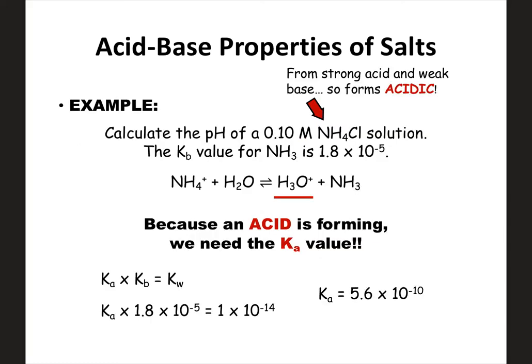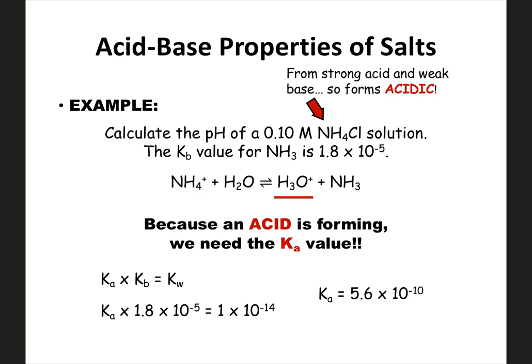Let's look at this first example. It says calculate the pH of a 0.10 molar NH4Cl solution. The first thing I recognize here is that this is a salt. It's not an acid or base. This is a salt. You have an NH4+ Cl-. It's going to be a salt here.